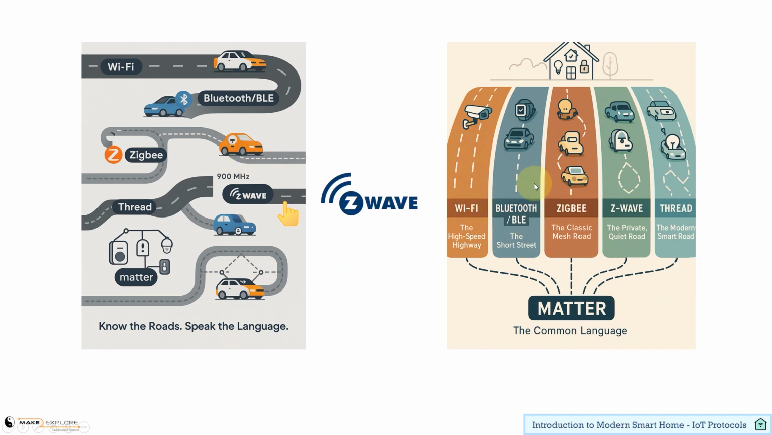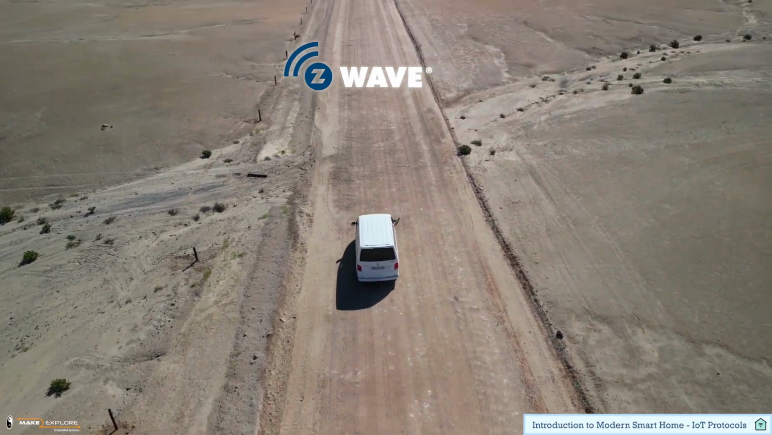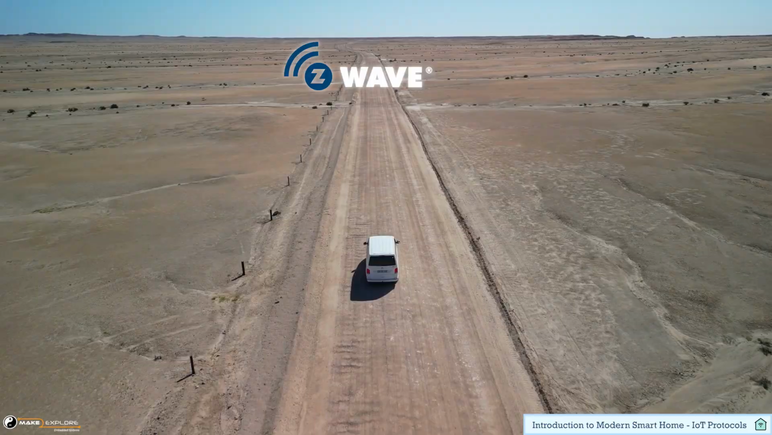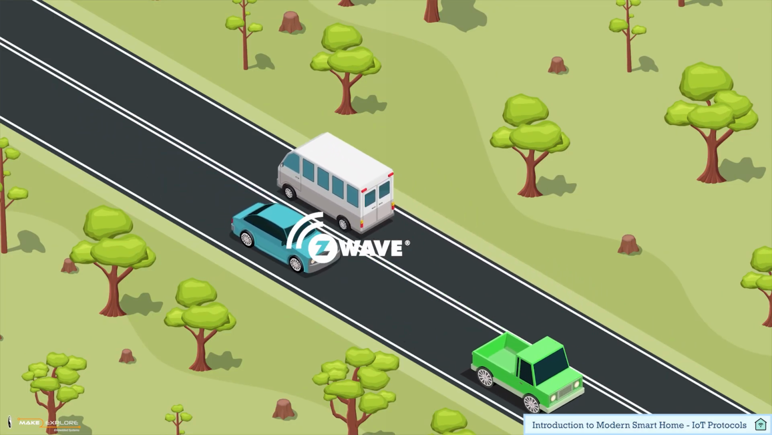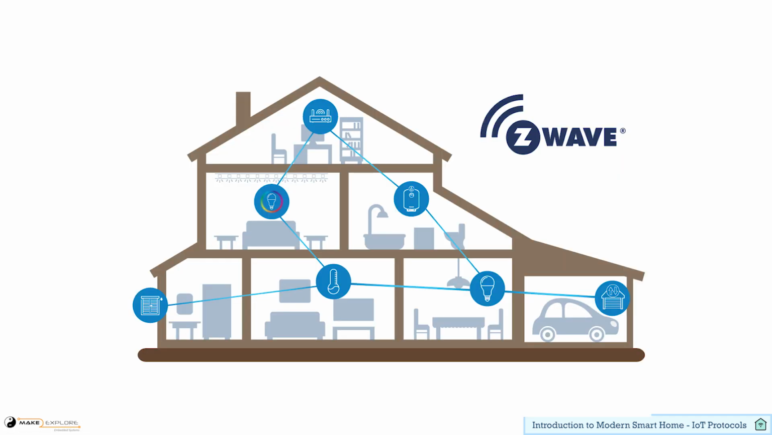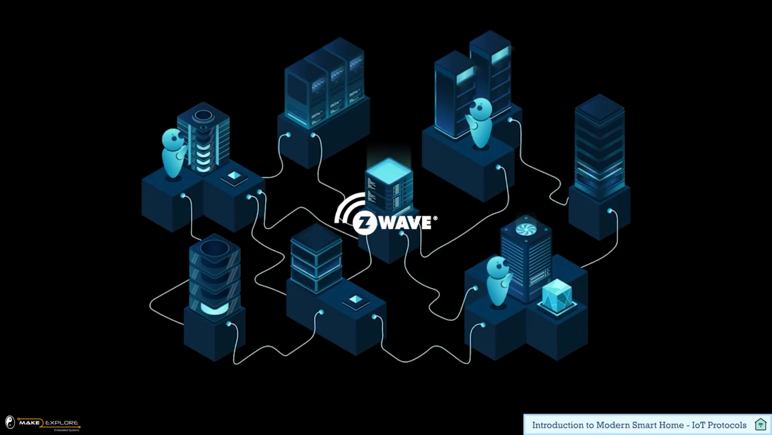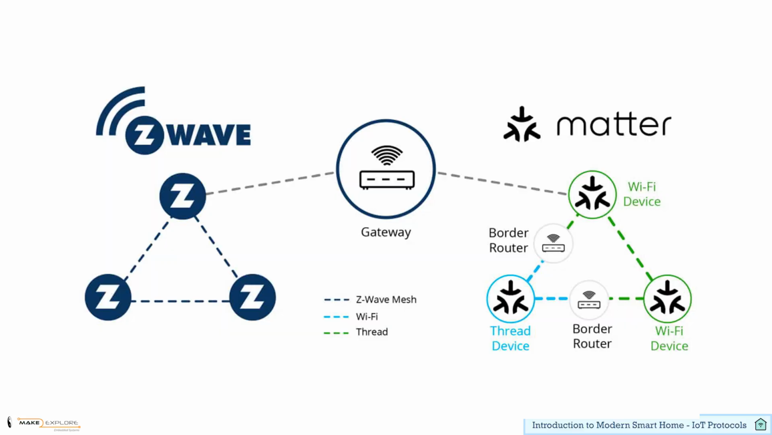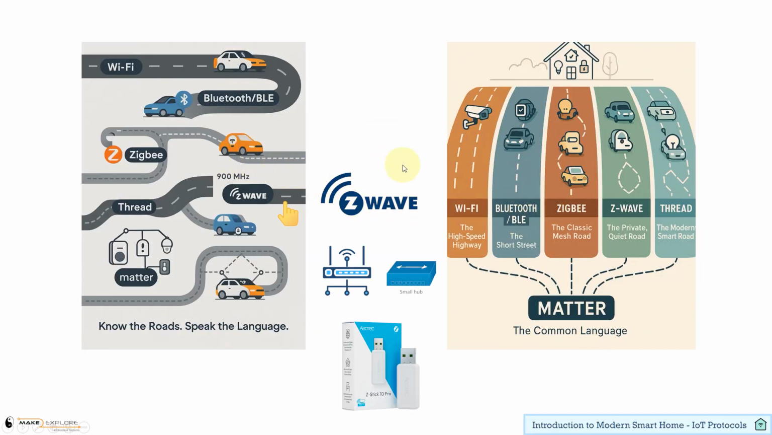Then, Z-Wave is another wireless protocol used in smart homes. Think of it as its own quiet, private road system, running on a quieter frequency band. Unlike Wi-Fi or Bluetooth, Z-Wave doesn't compete for bandwidth with your phone or laptop. It uses the 900 MHz band, which means less interference and better range through walls. Z-Wave creates a mesh network, but requires a dedicated hub to coordinate everything.